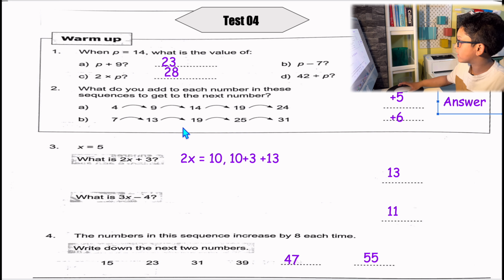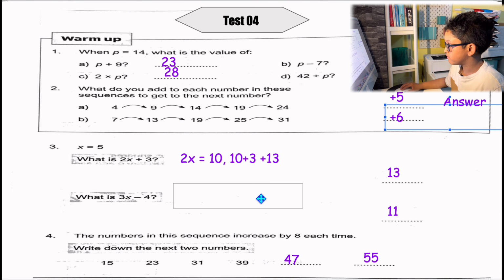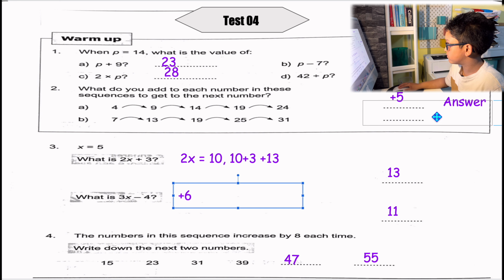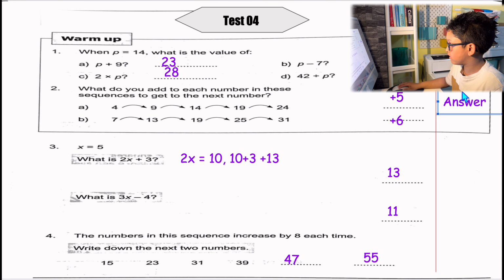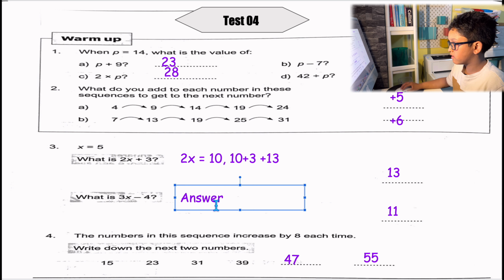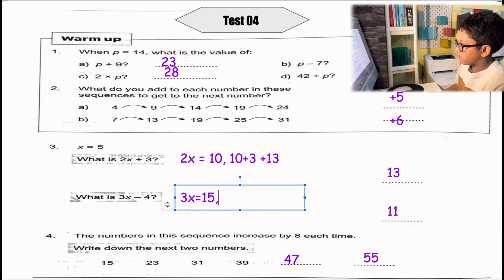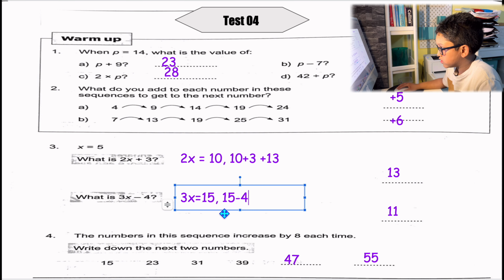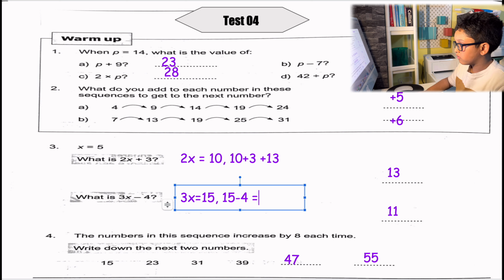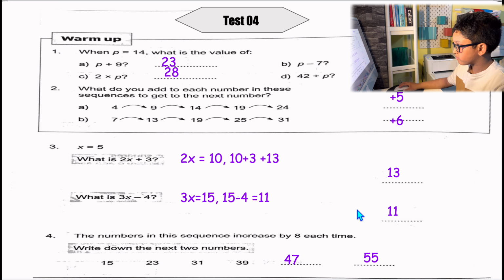Then what is 3x take away 4? I'll show you, just wait. 3x will be 15, because we're still substituting x for 5. So, 15 take away 4 in the equation will become 11.